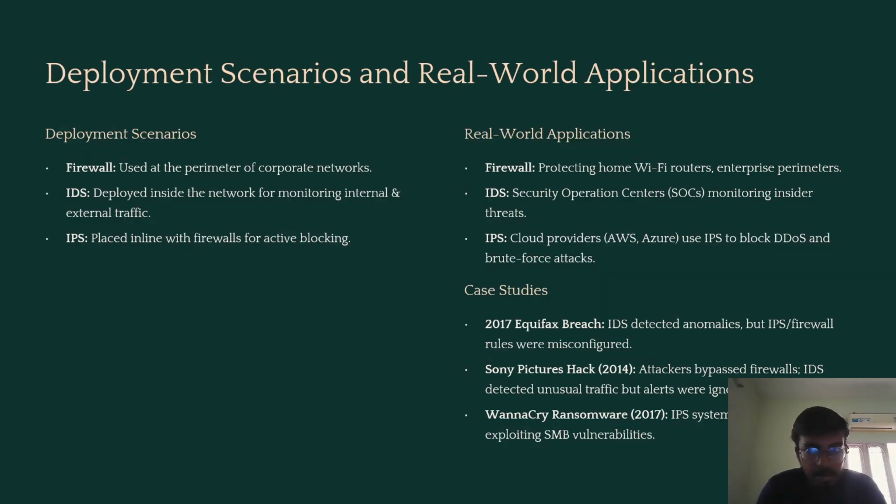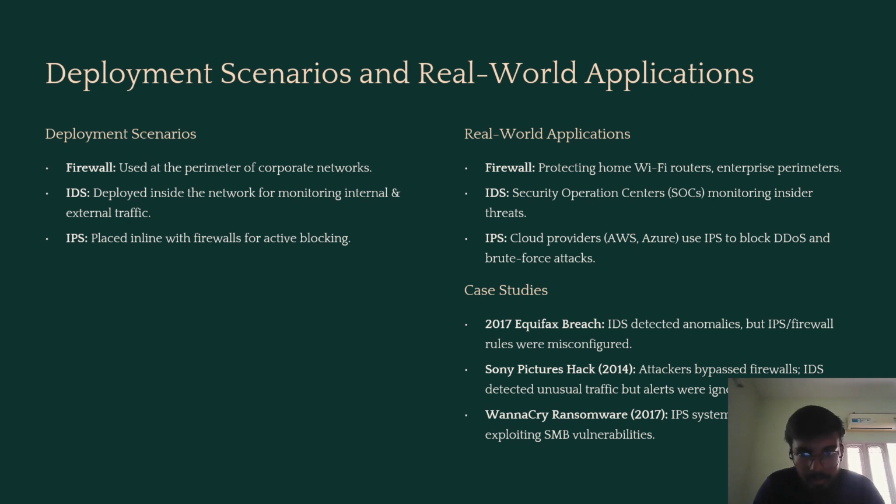Deployment scenarios and real world applications. Firewall used at the perimeter of corporate networks. IDS deployed inside the network for monitoring internal and external traffic. IPS placed inline with the firewall for active blocking.